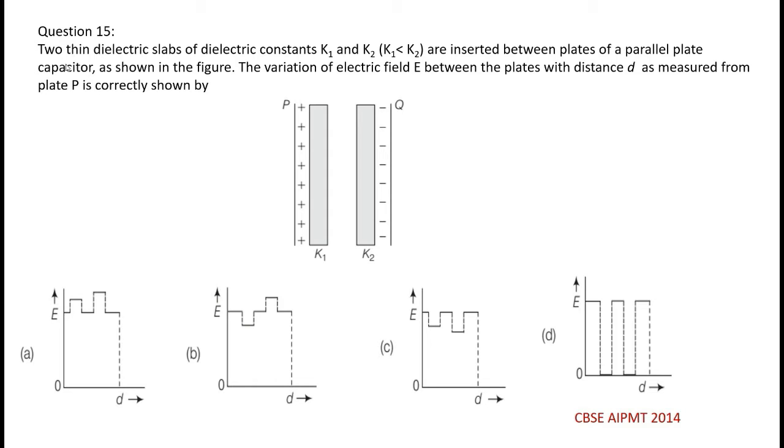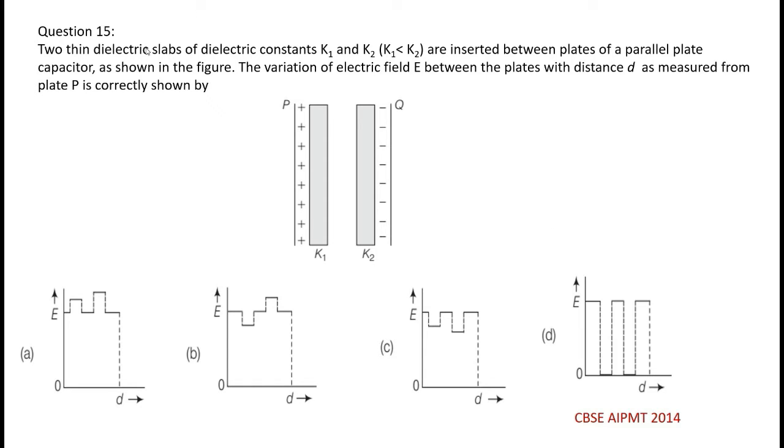Question 15. Two thin dielectric slabs of dielectric constants K1 and K2, K1 less than K2, are inserted between plates of a parallel plate capacitor as shown in the figure. The variation of electric field E between the plates with distance D as measured from plate P is correctly shown by. This is a diagram given. These are the graphs, 4 options. CBSE AIPMT 2014. We go into the solution.